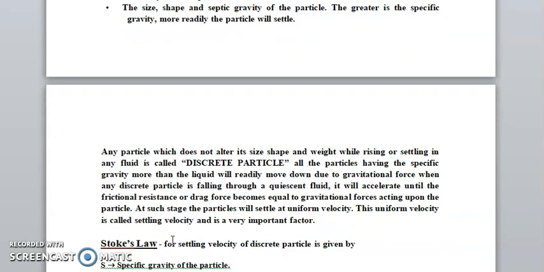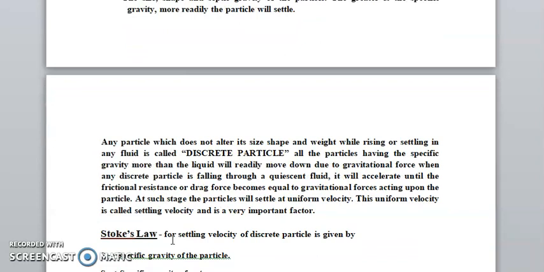Any particle which does not alter its size, shape and weight while rising or settling in a fluid is called a discrete particle. All particles having specific gravity more than the liquid will move down due to the gravity force. When a discrete particle falls through a fluid, it will accelerate until the frictional resistance and drag force become equal to the gravitational force acting upon the particle. In such a state the particle will settle at uniform velocity. This uniform velocity is called settling velocity and is a very important factor.